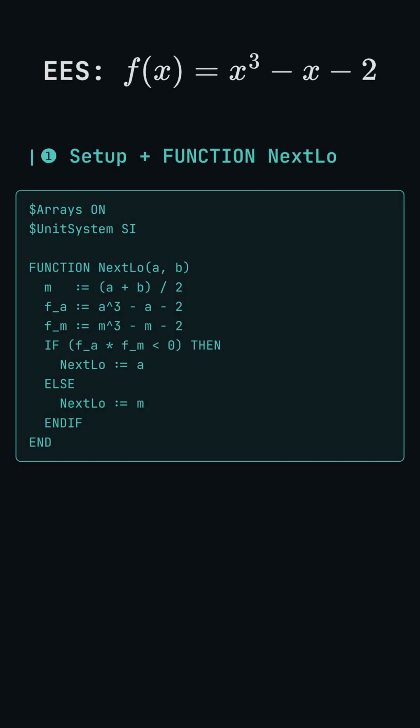Here is the same algorithm written in EES. The function next low takes the current bracket endpoints and returns the new lower bound after one bisection step. Inside the function, the midpoint and function values are computed using the assignment operator, and the conditional decides which endpoint to keep.